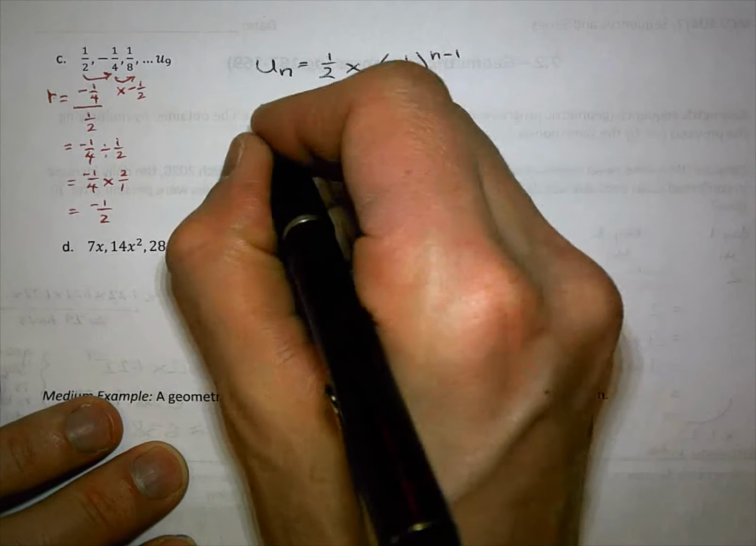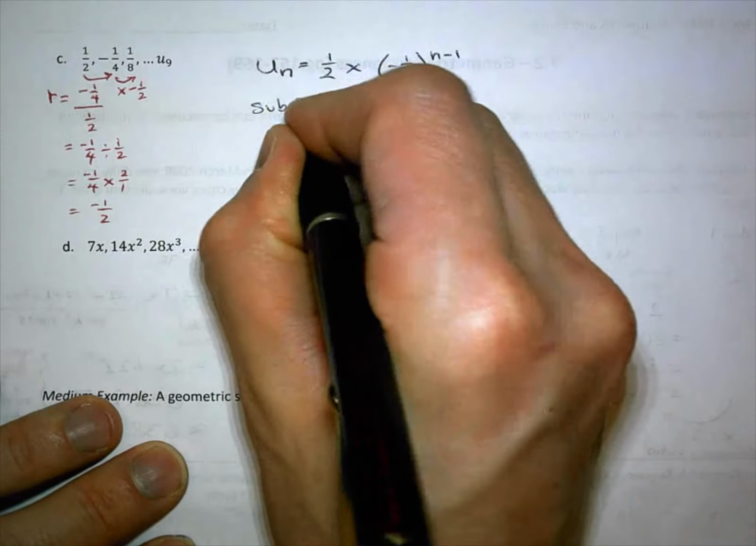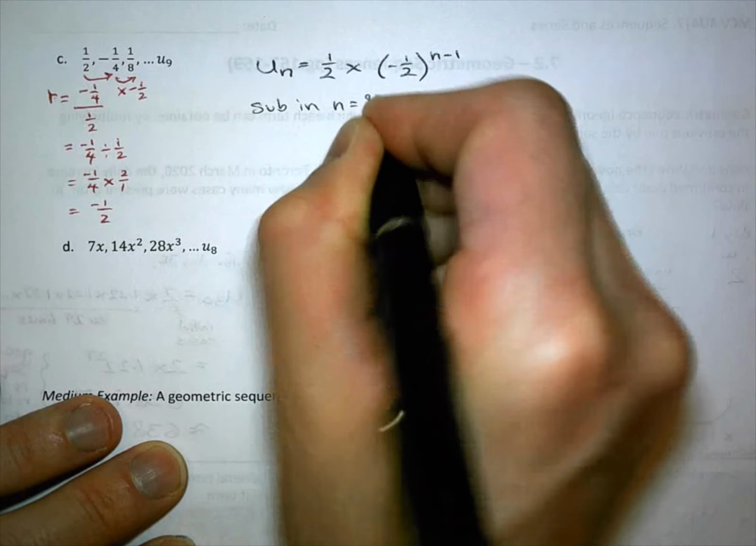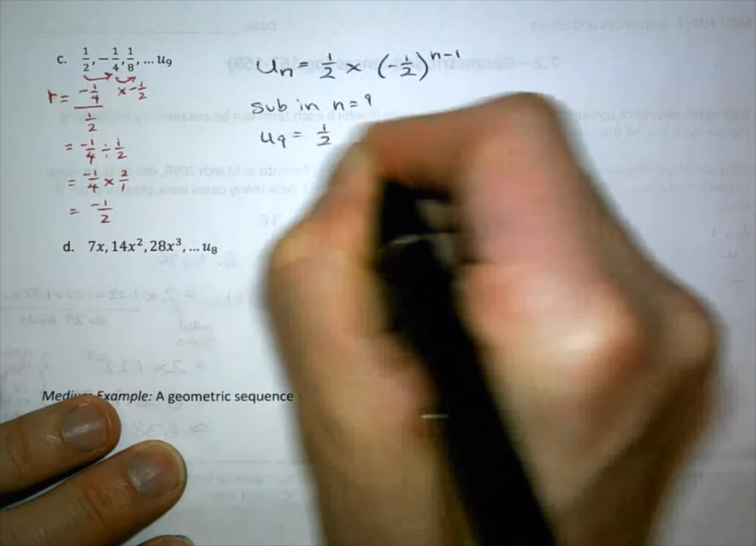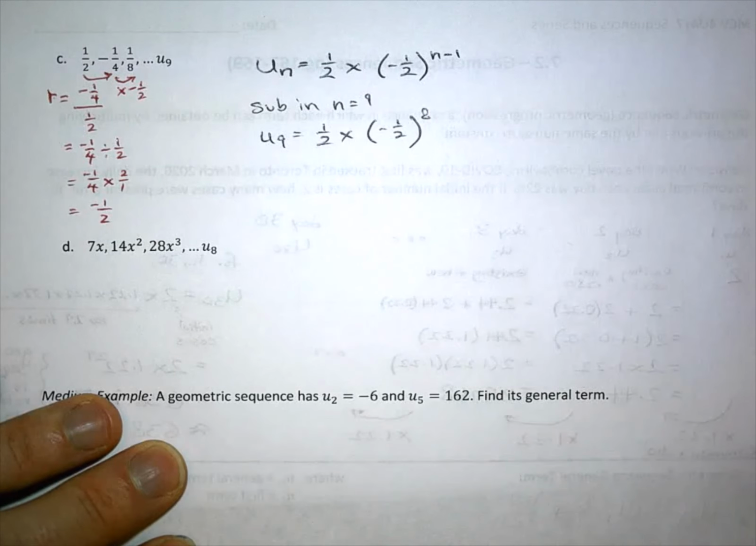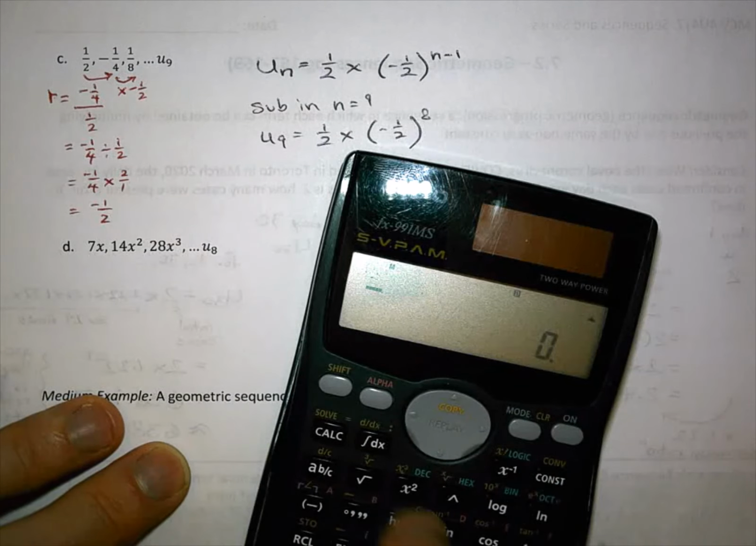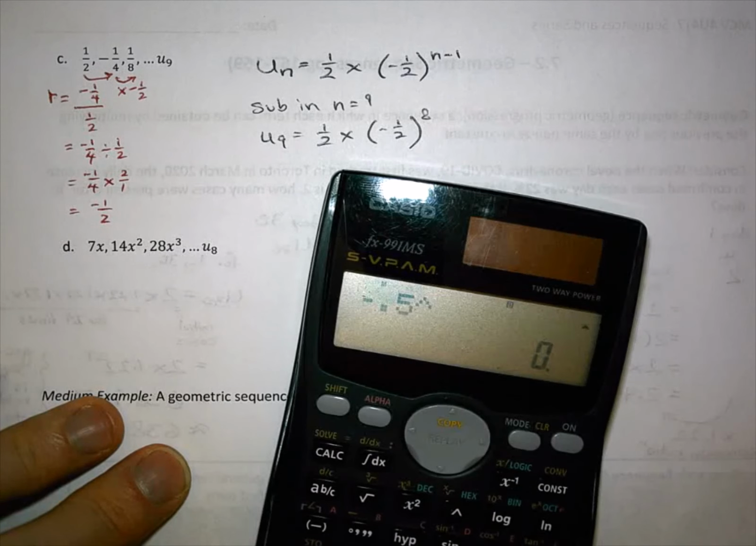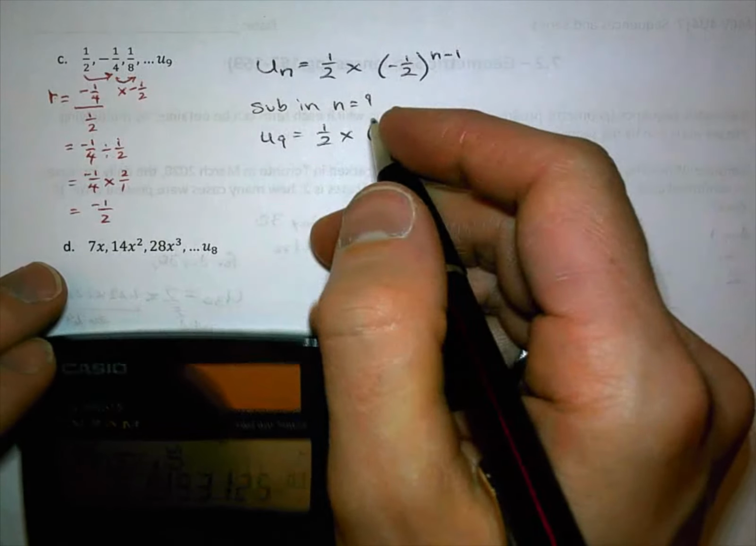Now, if I want to figure out what u9 is, I sub in 9, so that gives me to the power of 8. So I have negative 0.5 to the power of 8 times 0.5. You get this very small number.